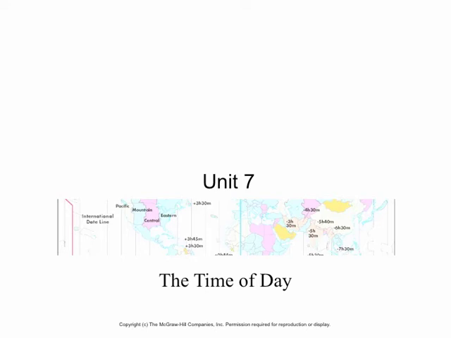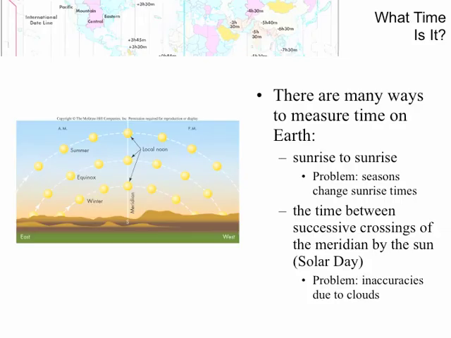Let's move on now to the time of day. We can attempt to measure what time it is in a number of different ways. We could talk about the time from sunrise to sunrise. However, this will vary from season to season. As you know from your own experience, sunrise during the winter happens much later than it does during the summer. And the same thing is true of sunset.